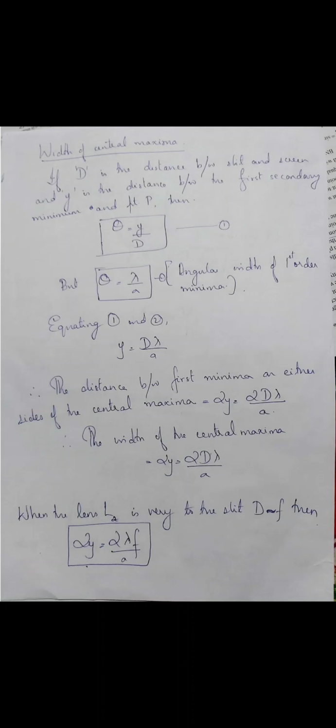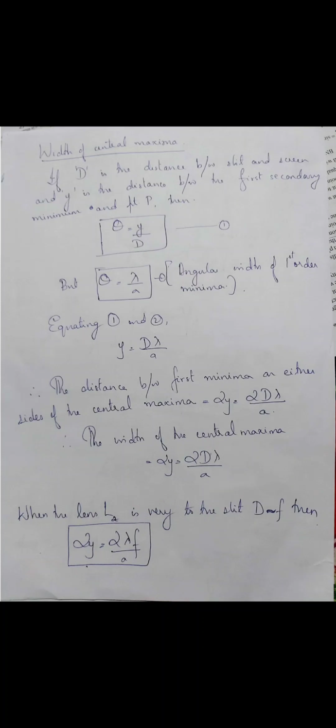So what is the total width of the central maxima? 2y. 2y is equal to 2D lambda by a. Okay, so this is how we calculate the width of the central maxima. You get it as 2y equal to 2D lambda by a. Now suppose my lens L2 is very near the slit. Now I have a slit here, and if my L2 is very near the slit, that means D is nearly equal to the focal length of this lens. So I can replace D by small f in this equation. So you can get problems of this sort where you calculate the width of the central maxima, 2y is equal to 2 lambda f by a.